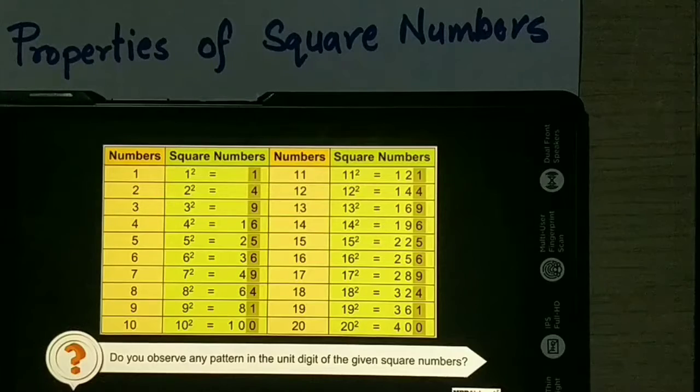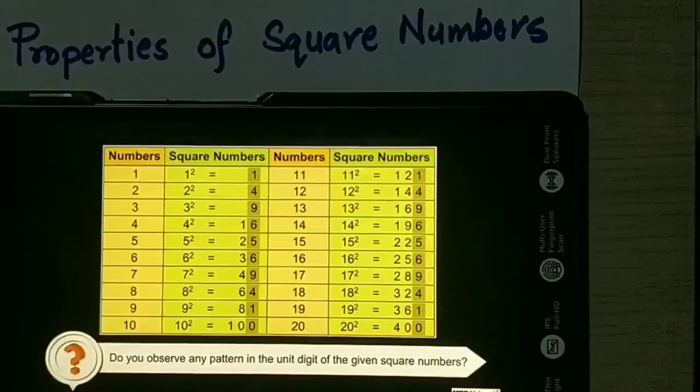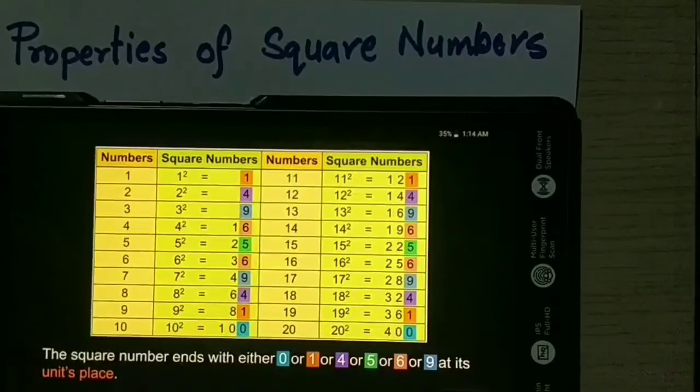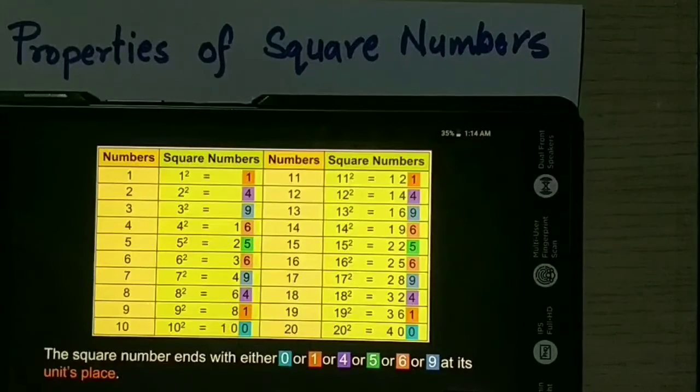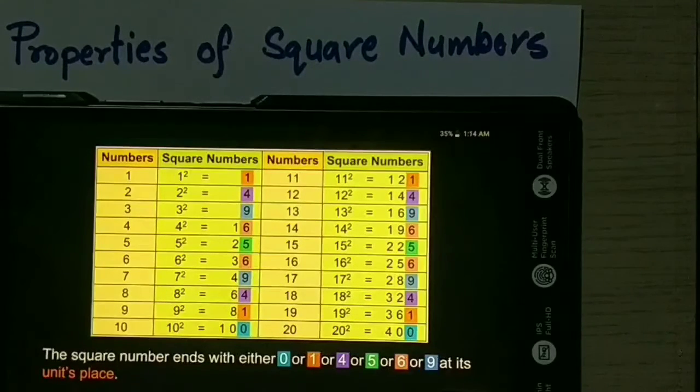Let's now come to the topic. Here are numbers from 1 to 20 and their square numbers. Do you observe any pattern in the unit digit of the given square numbers? Pause the video and think. Observing all the square numbers, we can say that all the square numbers end with either 0, 1, 4, 5, 6 or 9 at the unit place.